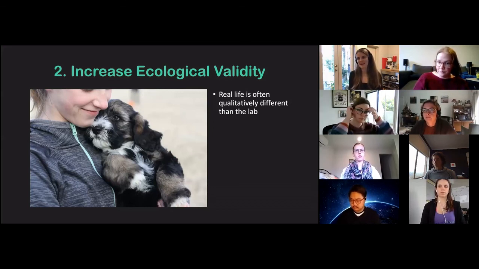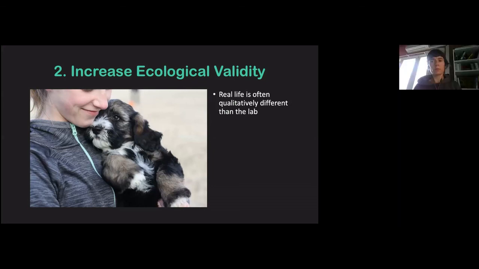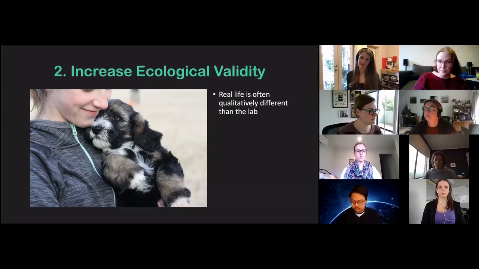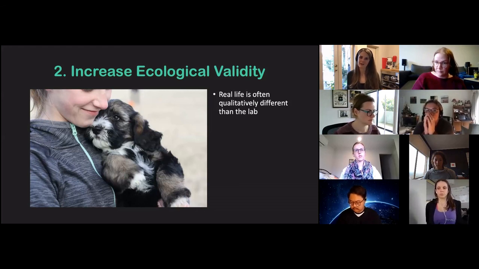But you can imagine that it's going to be really different to look at that picture of a puppy and respond with how I feel than to actually hug a puppy like the woman in the photo. It's a qualitatively different experience, hugging and interacting with that puppy, than it is looking at a picture of the puppy. And so for things like emotion processes, we're interested in those qualitatively strong experiences that can have influences over our lives.